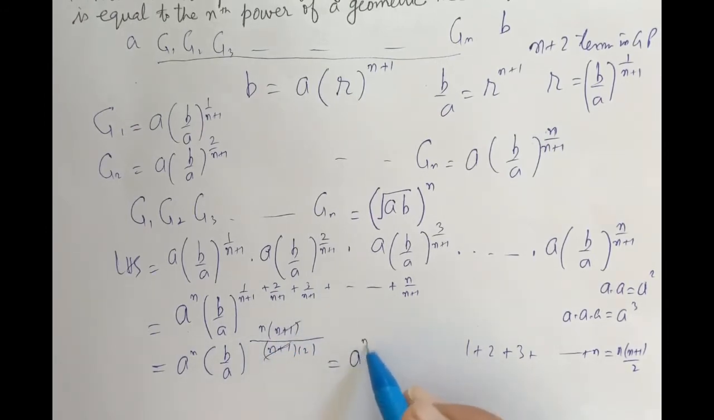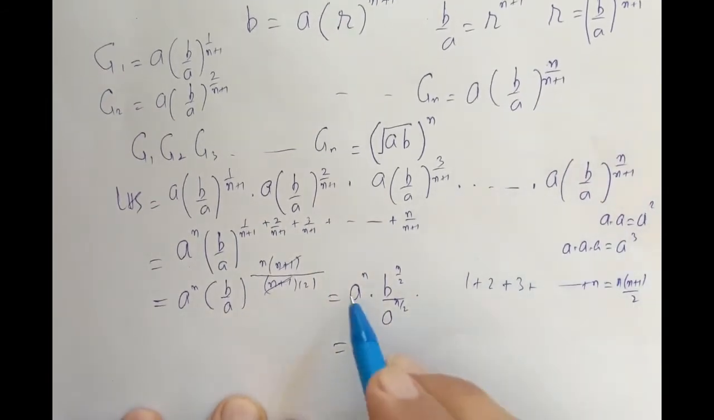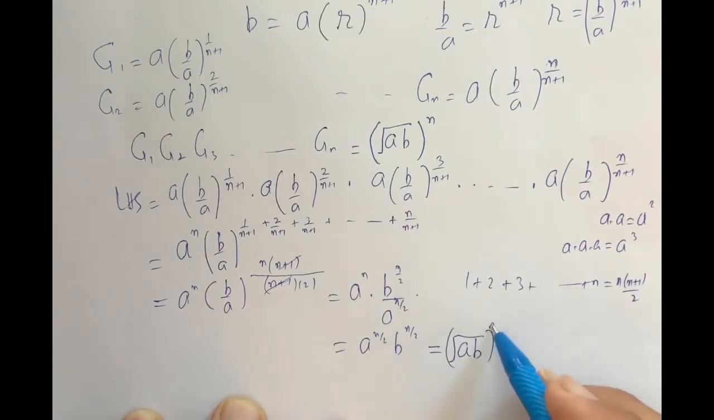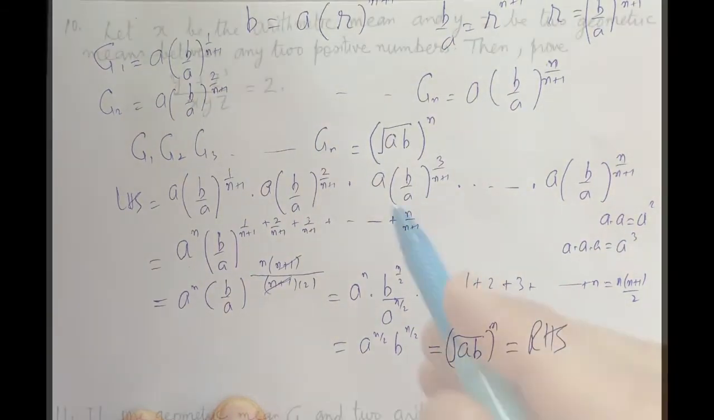This is a raised per n, this is b raised per n by 2 upon a raised per n by 2, and a raised per n upon a raised per n by 2 is a raised per n by 2, into b raised per n by 2. And what is this equal to? This is root ab, and whole raised per n, and this is same as the right hand side. This is what we wanted to prove.